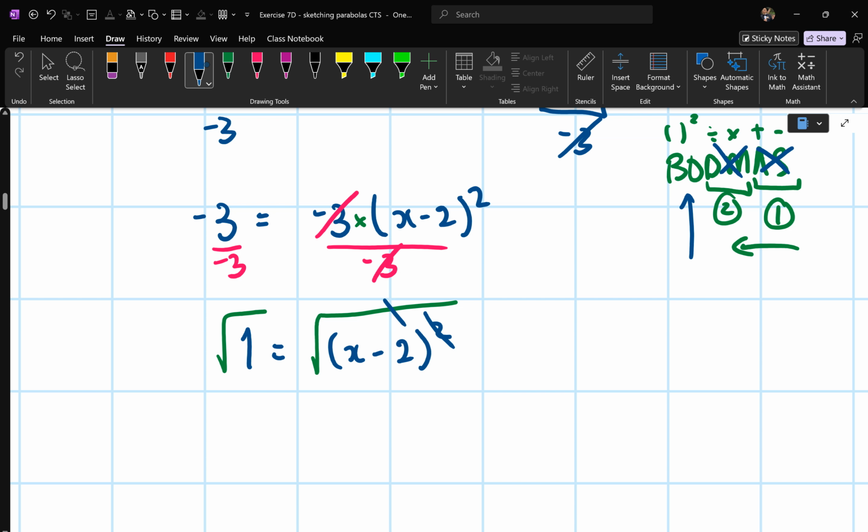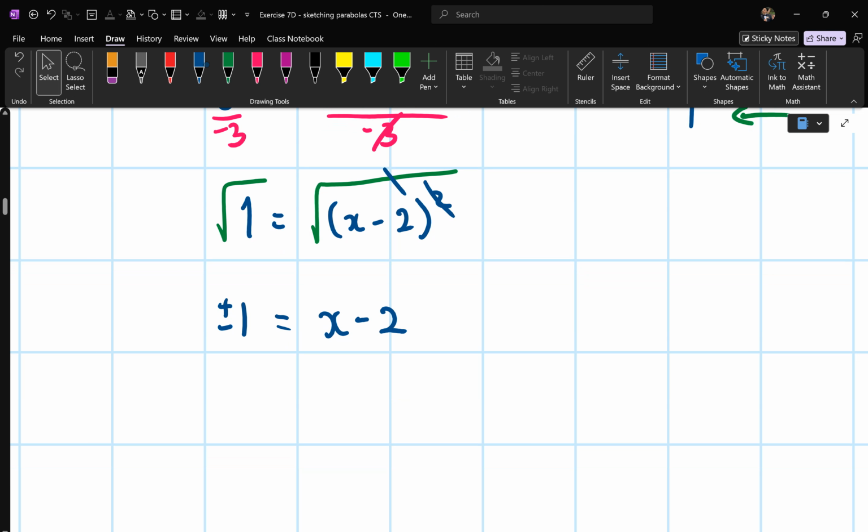The square roots will cancel out, and you get x minus 2 is equal to, now remember, when you square root 1, it's not just 1, it's positive or -1. Every time you square root, there's a positive or negative version of it. And then lastly, to get rid of this -2, add 2 on both sides. And you're going to get 2 plus or -1 will give you x.